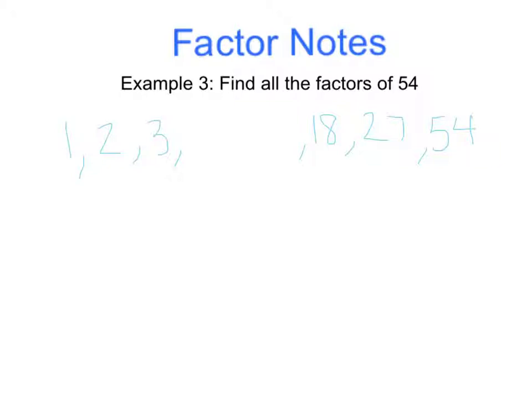Let's test 5. Does 54 divided by 5 give you a regular number, or does it give you a number with a decimal point? Type it in. It gives you a number with a decimal point, so 5 is also not a factor of 54. Let's try 6. 54 divided by 6, does it give you a regular number? It does. So 6 is a factor, and 9 is its pair.